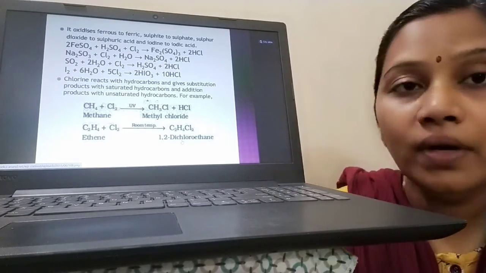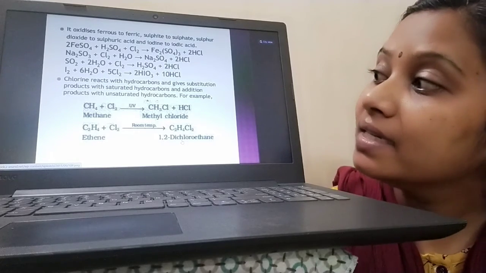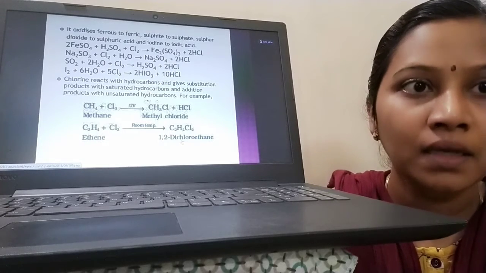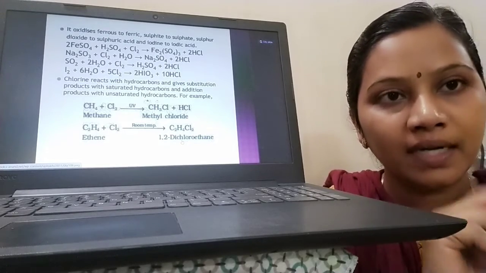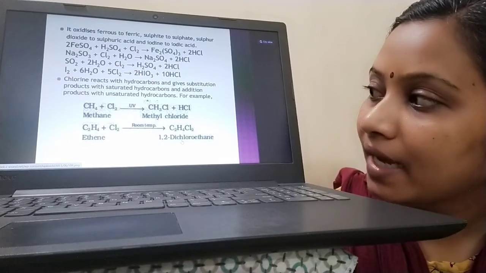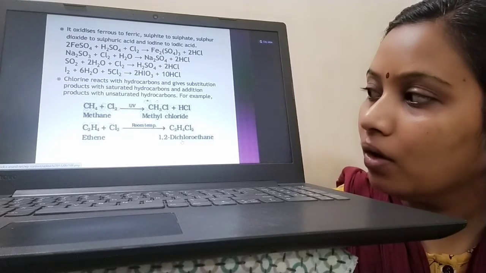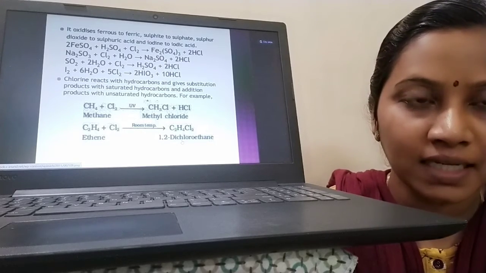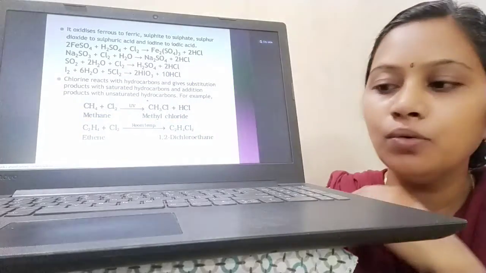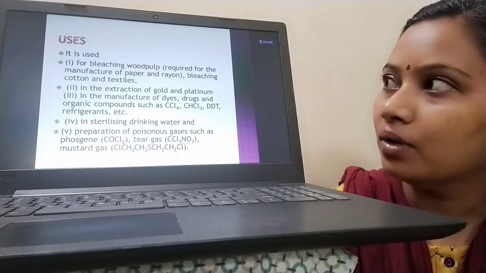Now, chlorine also has the ability to react with hydrocarbons. Now it has reacted with methane. So what happens? A mere substitution happened. Your chlorine is going to attach in place of one of the H's. So I got methyl chloride. In the second reaction, I have ethane where my chlorine is reacting. So here I got chlorine attached in two positions, so 1,2-dichloroethane. So it has the ability to react with hydrocarbons.